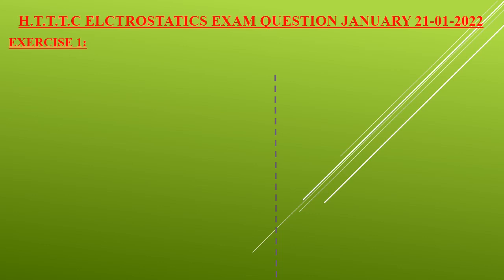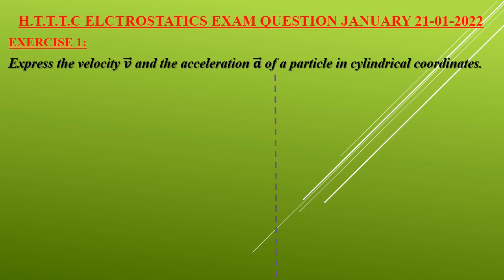So today we are going to be looking at an HTTTC electrostatics exam question which was written on January 21st, 2022. The very first exercise of that exam question goes: express the velocity v and the acceleration a of a particle in cylindrical coordinates. Let's look at the solution.